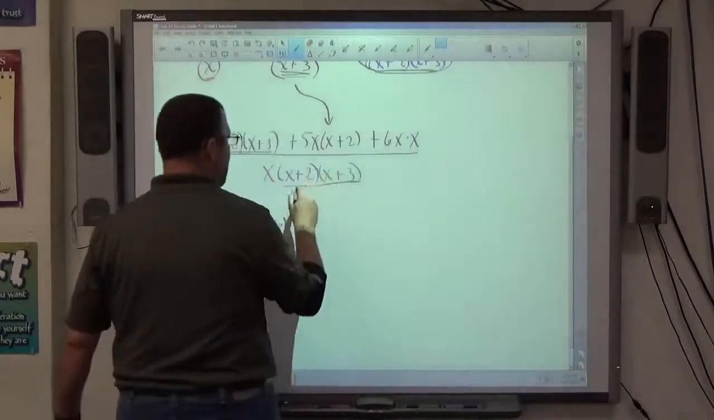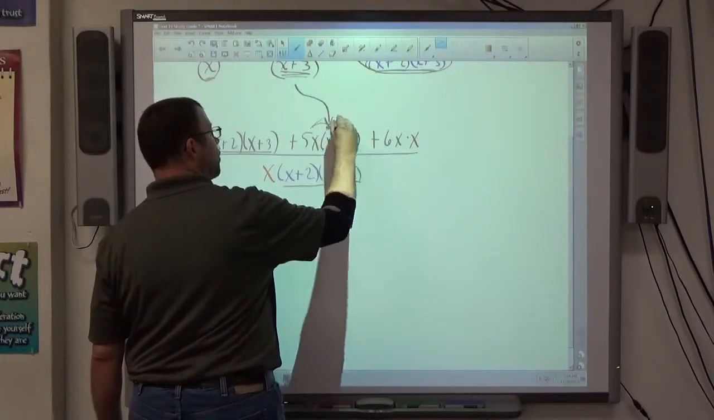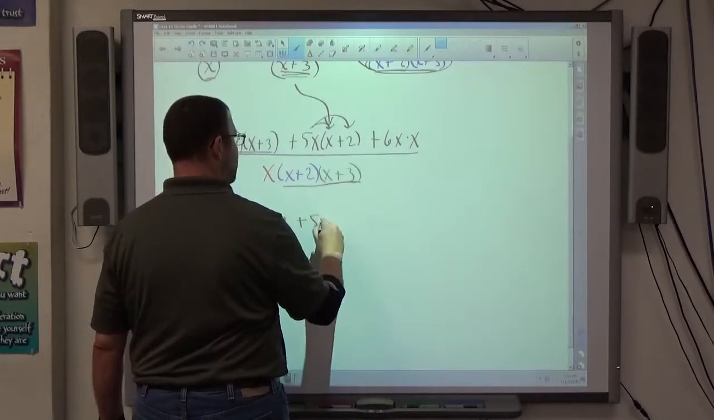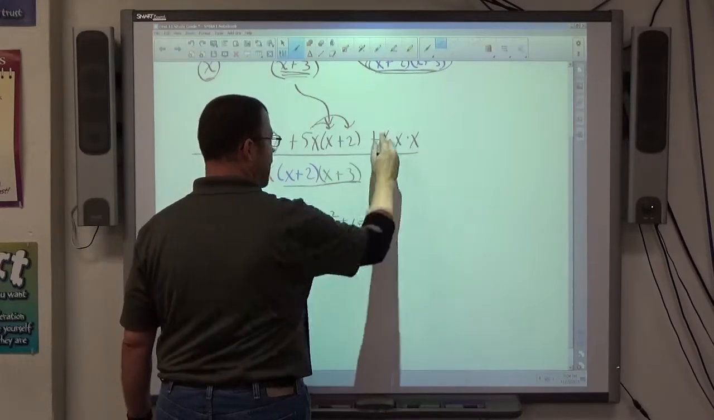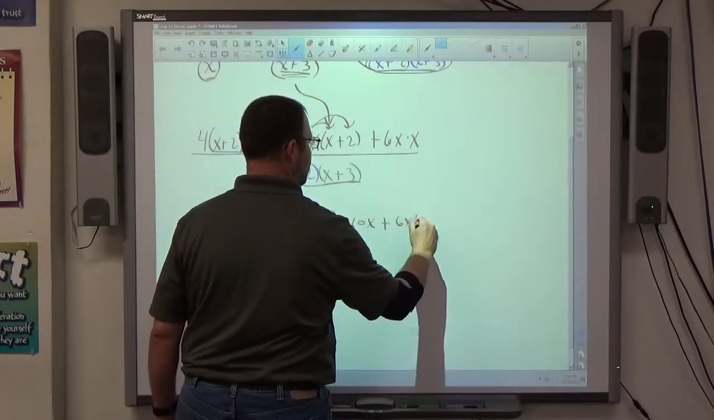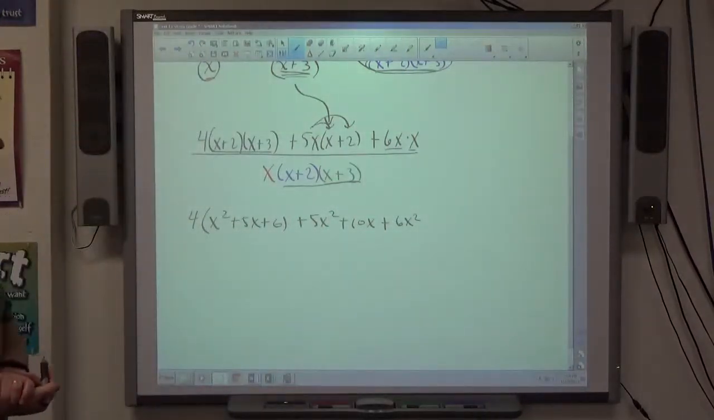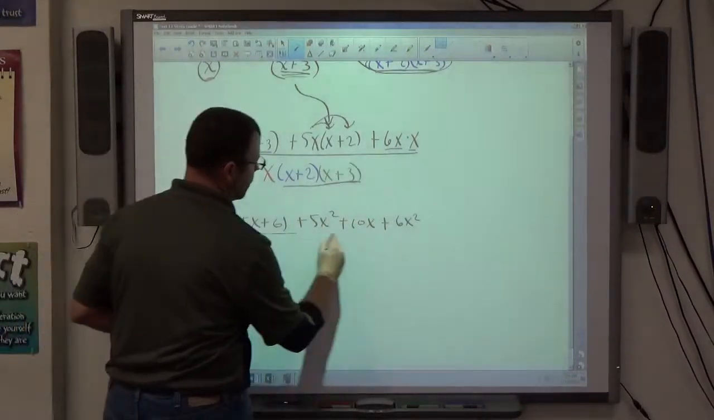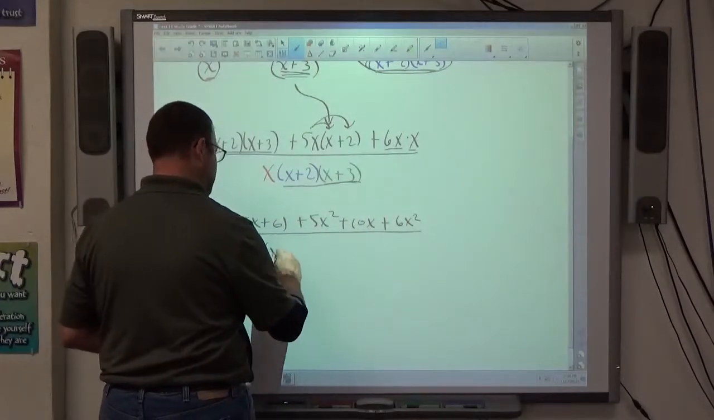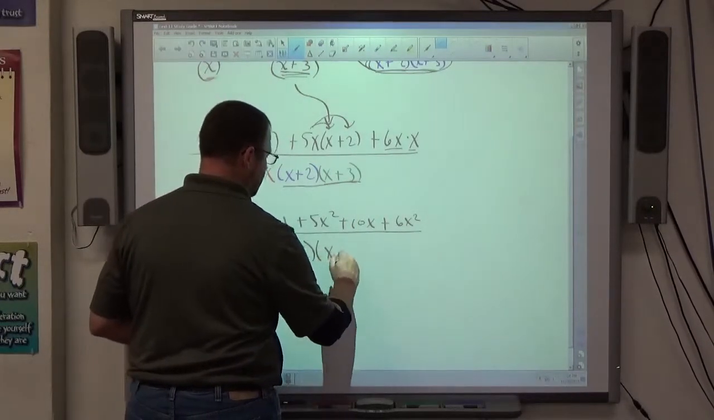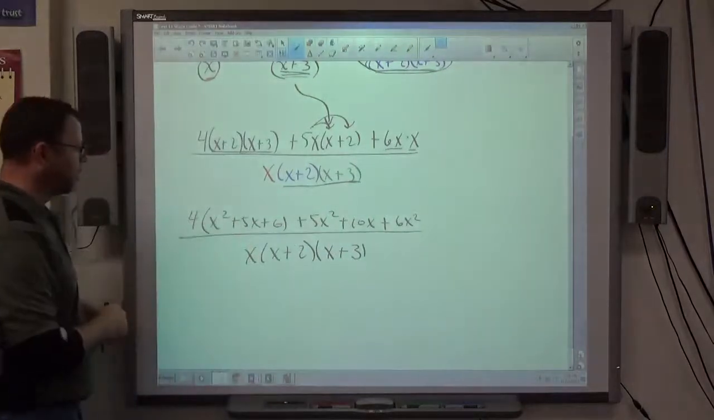All right? Then I've got 5x times x plus 2. That's just a distributive property, so I'm going to get 5x squared plus 10x, and then I got plus 6x squared. That's just a single thing times a single thing. Just multiply the x's. The 6 doesn't have anything happen to it. Then I got my x times x plus 2 and x plus 3 on the bottom. I'm fine leaving the bottom completely factored. I just want the top completely simplified.